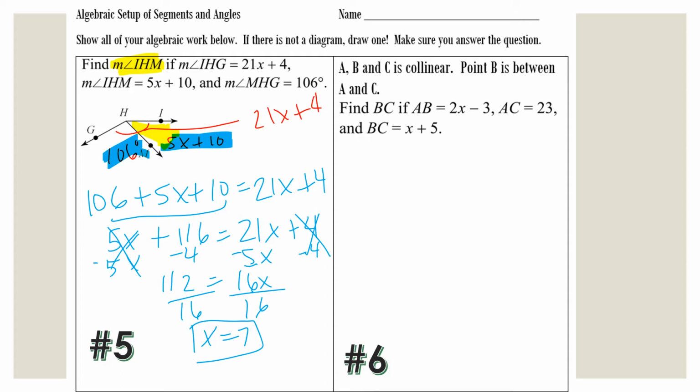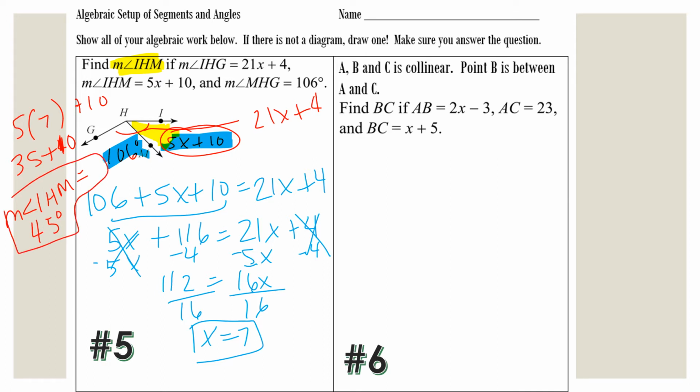They are asking me to find the measure of IHM. You guys need to make sure that you're reading your directions. Because I only found x, I need to find the measure of IHM, which they give me the expression for. So I'm going to plug in 7, so 5 times 7 plus 10. 5 times 7 is 35, and 35 plus 10, not 40, is 45. So the measure of angle IHM equals 45 degrees. On the test, if you don't read the directions and you only give me what x equals, you're only going to get partial credit there.